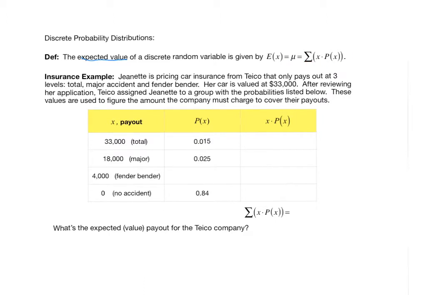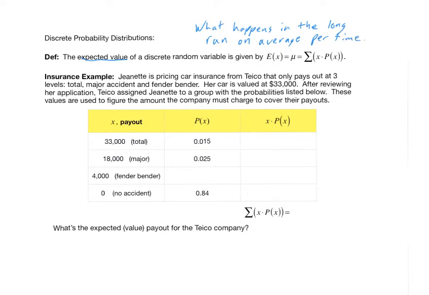They both represent what is expected to happen in the long run on average. So what happens in the long run on average? Per time.